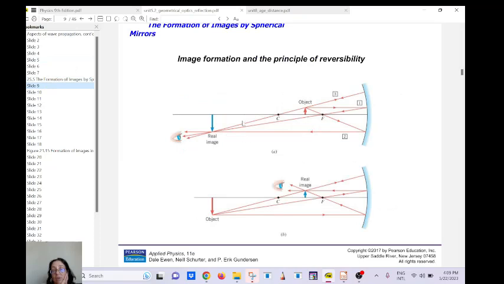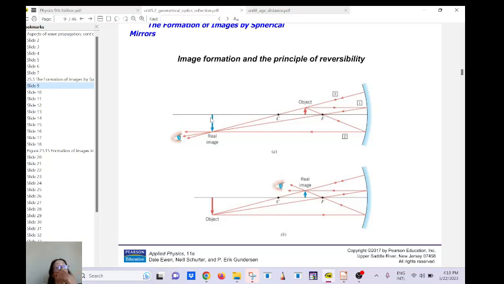So here, for example, you have your object, and it's between the focal distance and twice the focal distance, the radius. So it's in between the focal point and the center. So you get a real image. That means you can place a screen here and you will be able to see it. It's going to be inverted and it's going to be enlarged.